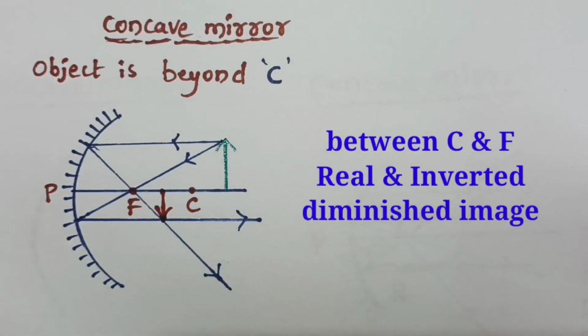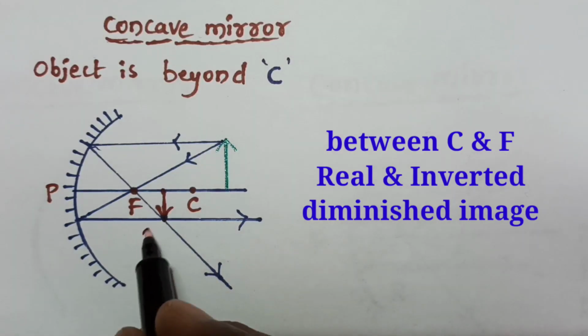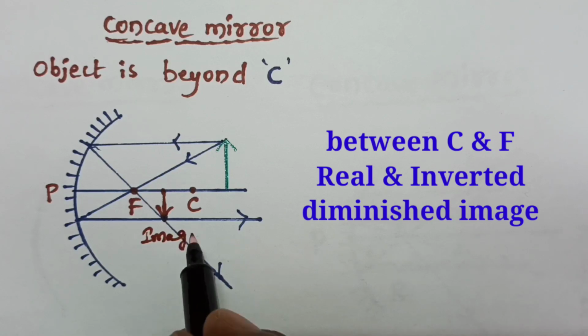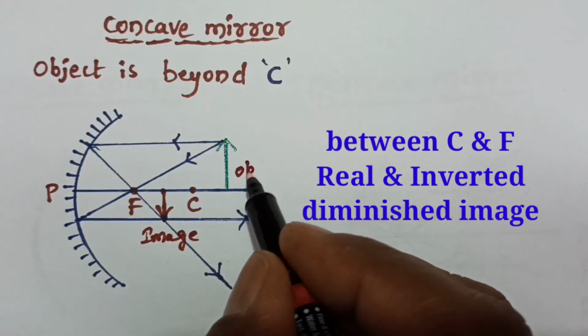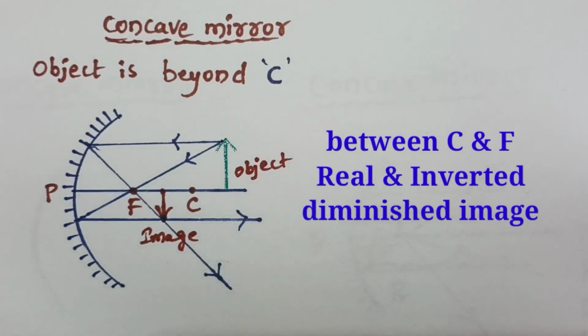The image is formed between center of curvature and focus point. Second, the image is real and inverted. And third, the size of the image is smaller than the size of the object. You can say the image is diminished.